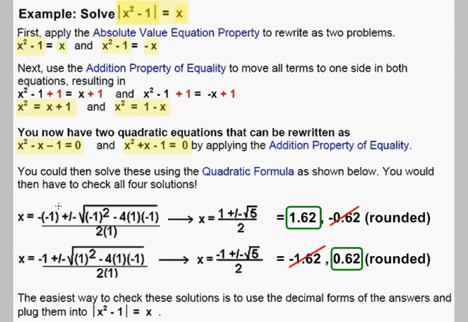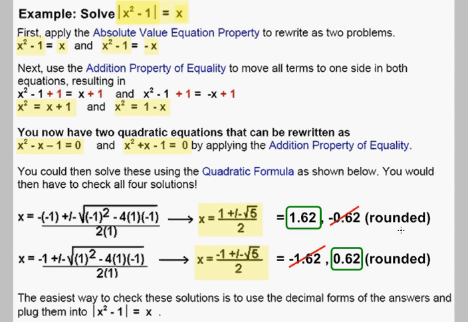We plug the coefficients a, b, and c into the quadratic formula for each case. In the first case, after we simplify our answer, we get x equal 1 plus or minus the square root of 5 over 2. And in the second case, we get x equal negative 1 plus or minus the square root of 5 over 2. Now we have to check these answers, all 4 of them. And it would be pretty tough to check these answers in radical form. The easy way to do this is to get the approximate decimal form.